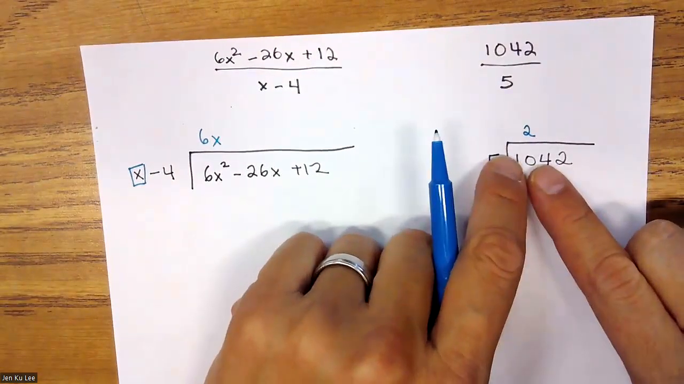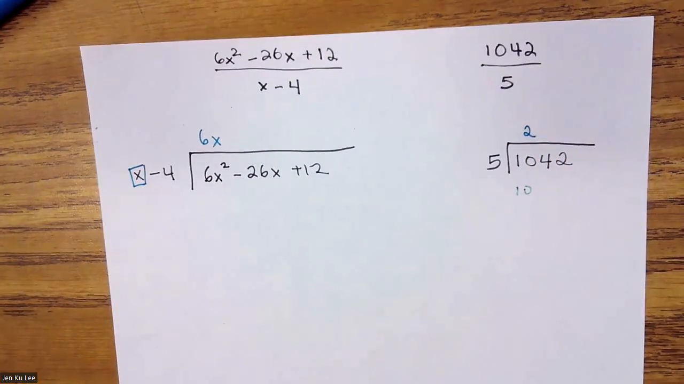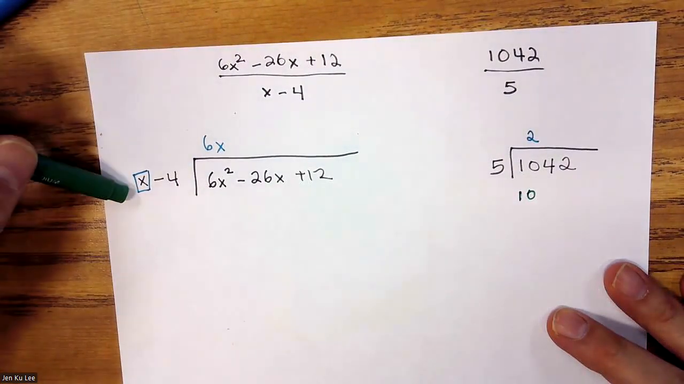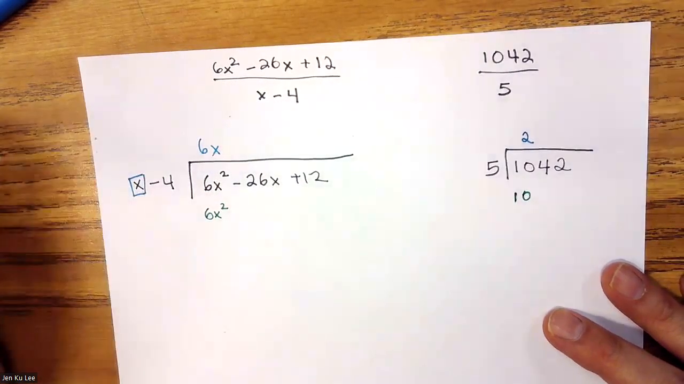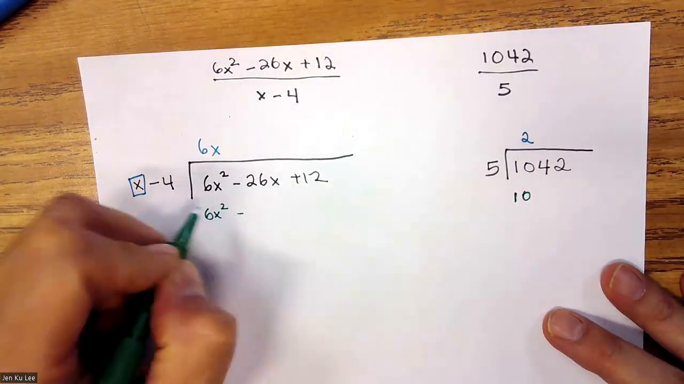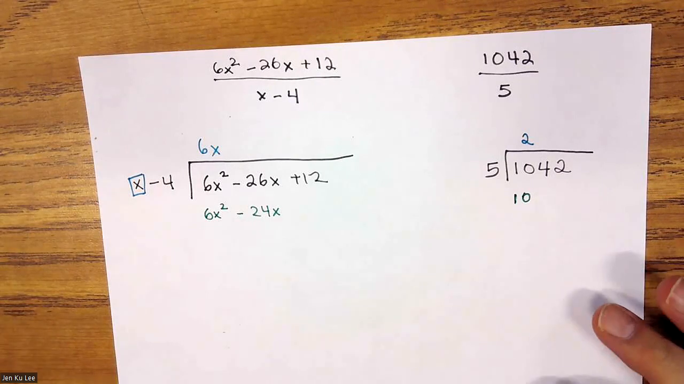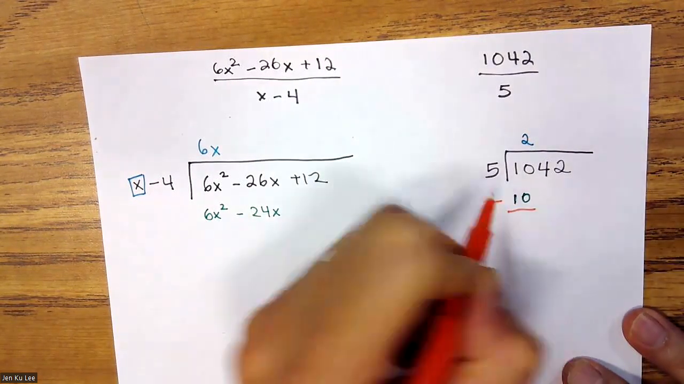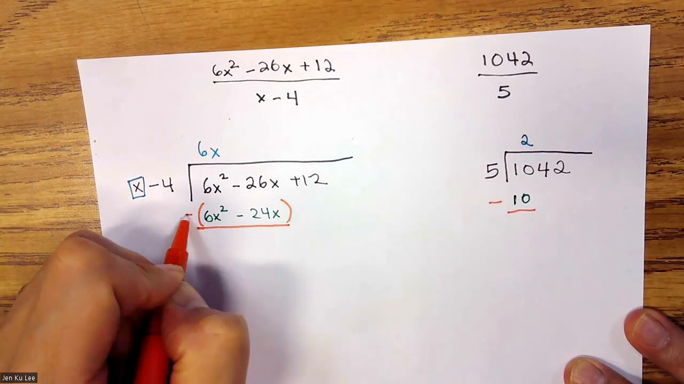So let's go back to our elementary school example. So now what do we do? We go 2 times 5 equals 10, right? Equals 10. Same thing here. 6x times x minus 4. So 6x times x is 6x squared. 6x times negative 4 is negative 24x, right? Okay, we're good. Now going back to my elementary school example, we're going to subtract, right? We're going to cancel stuff out, right? We're going to subtract. I'm going to do the same thing here by subtracting, okay?